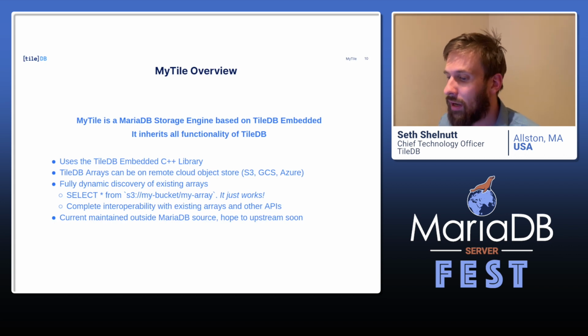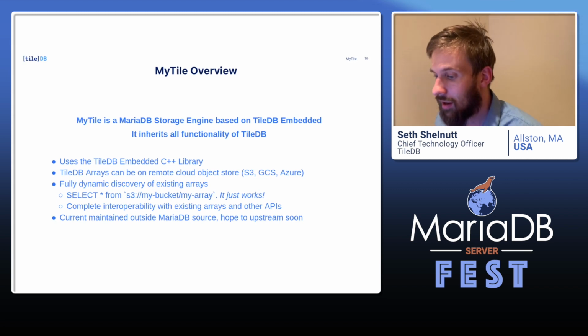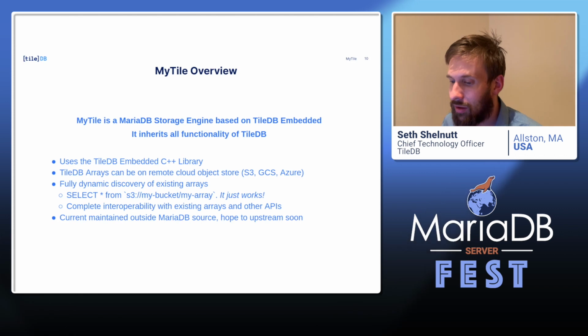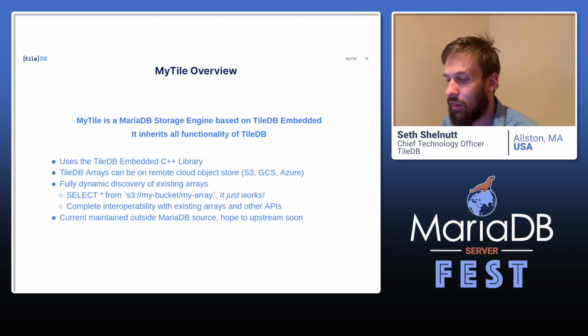We support full dynamic discovery in MariaDB, so you can simply run a query such as select star from an S3 path where a TileDB array exists, and it just works. You are able to query the cloud object store natively, directly, without creating tables or moving anything or doing anything but issuing a select statement. And we have complete interoperability with all the existing TileDB arrays and other APIs that we offer.